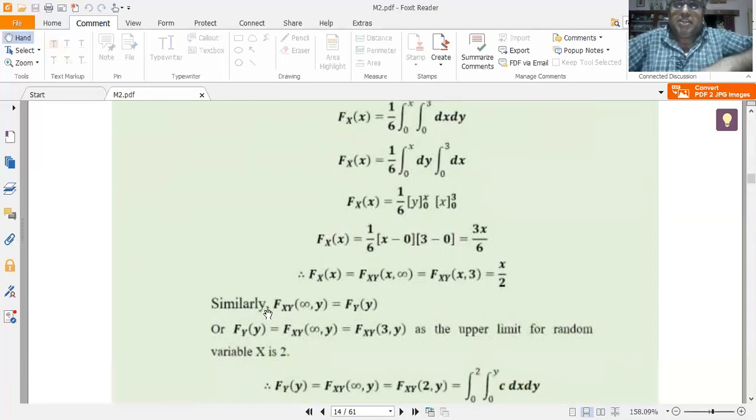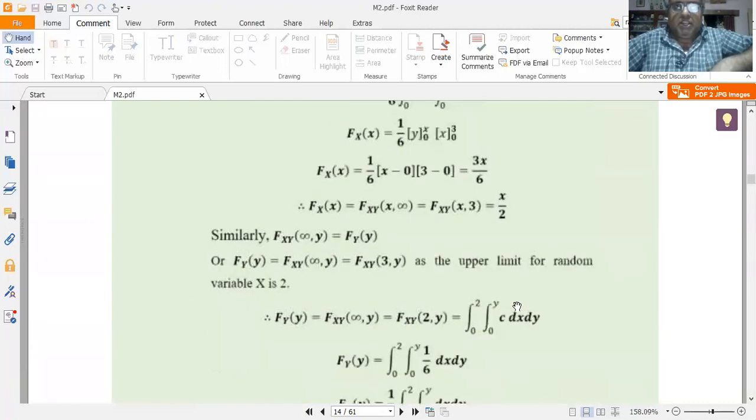Similarly, the marginal CDF, capital Fxy of infinity comma y, is nothing but capital Fy of y. So here, this is capital Fxy of infinity comma y. Again, the higher limit infinity is the general definition. This needs to be replaced by the upper limit corresponding to the given problem statement.